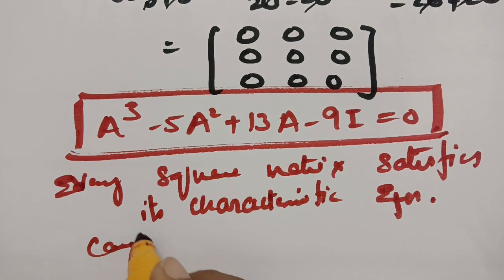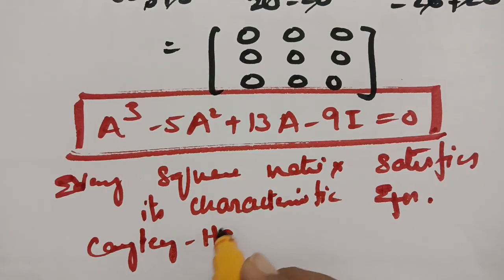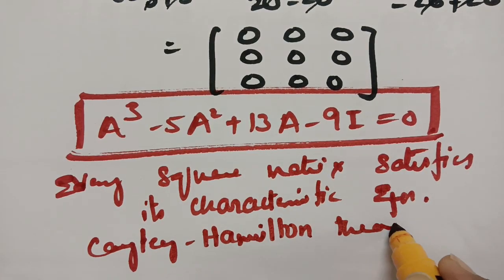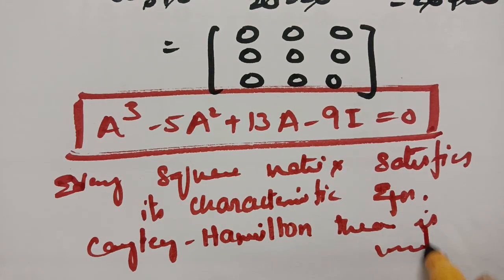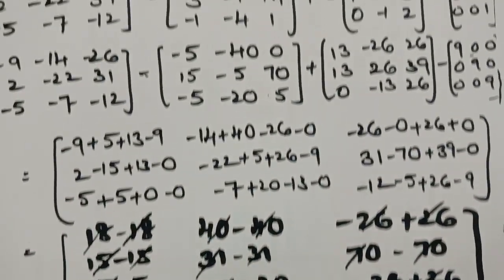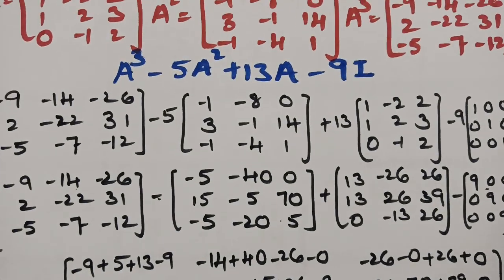Cayley-Hamilton theorem is verified. So if every square matrix satisfies its characteristic equation, we can conclude that Cayley-Hamilton theorem is verified. And next thing here is we have to find A inverse.